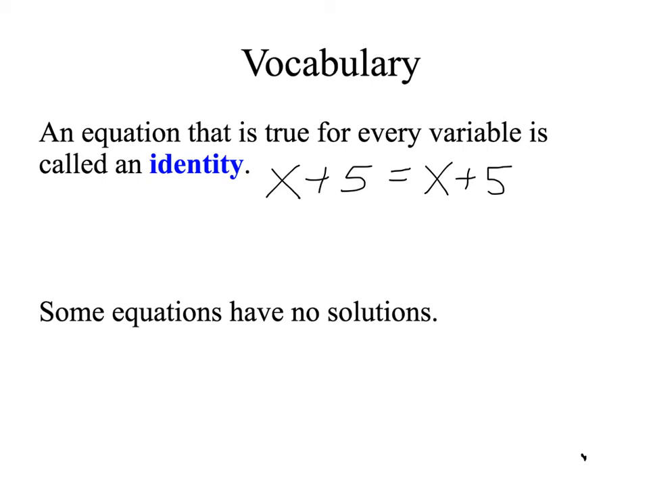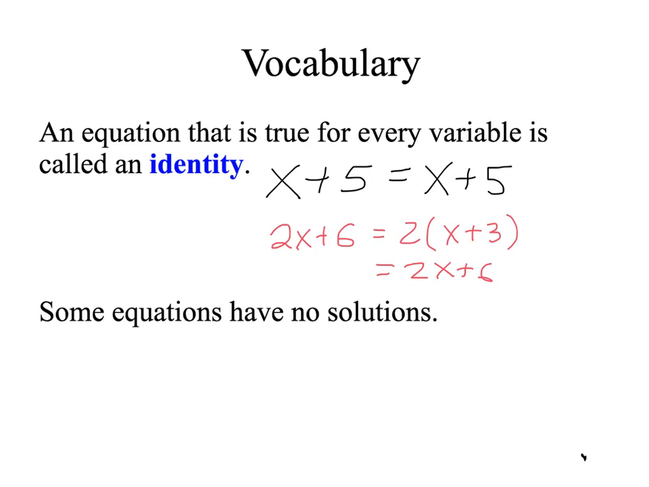so it's usually not that simple, but sometimes if you have like 2x plus 6 equals 2 parentheses x plus 3. Well, if I distribute this second half, I get 2x plus 6. So this would be called an identity because the two sides are exactly the same. And I'll show you what happens when you solve that.